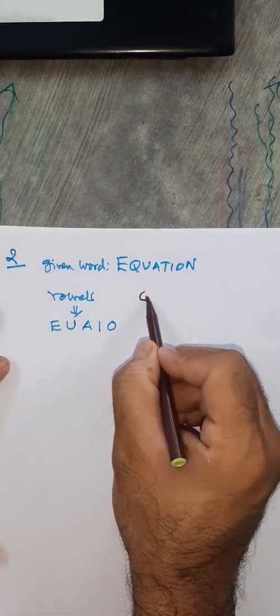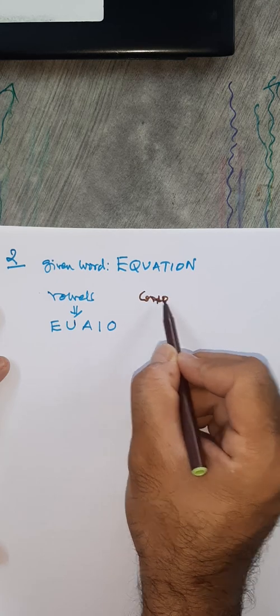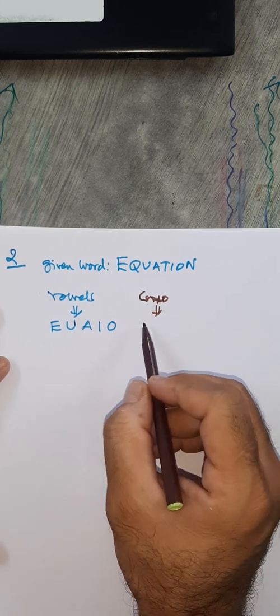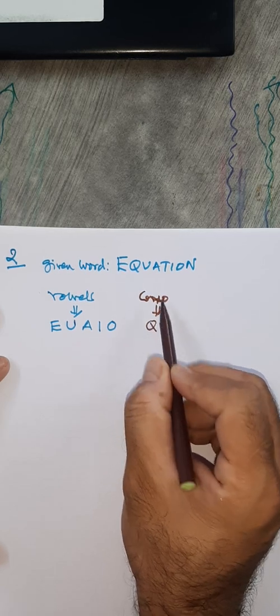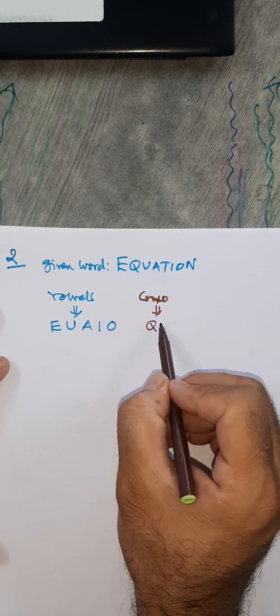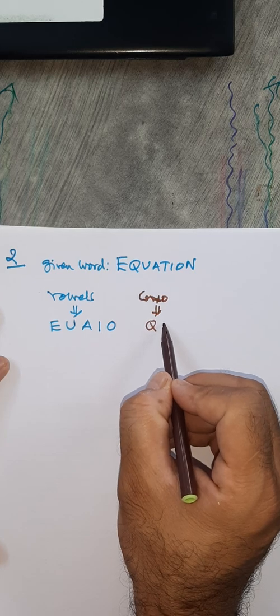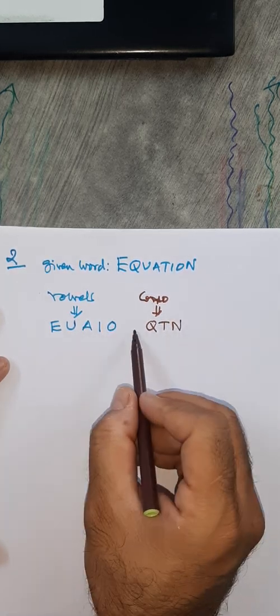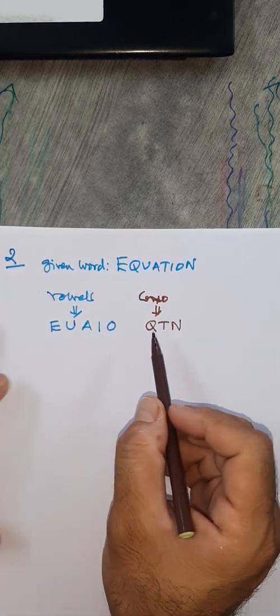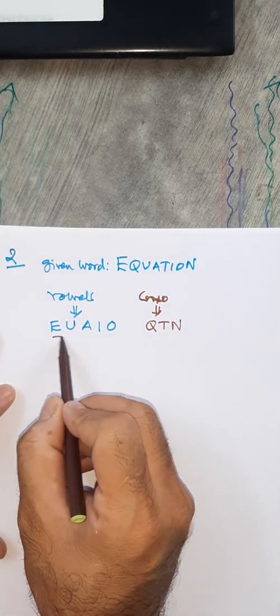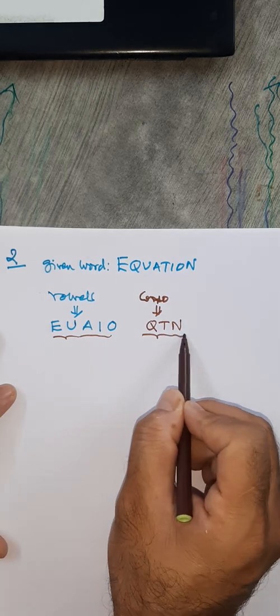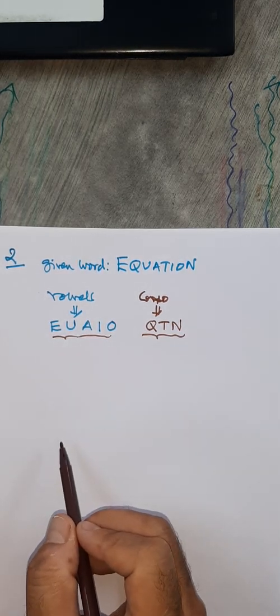What about consonants here? Consonants would be remaining. What are the remaining? Q, then next consonant T and N. So 3 and 5, right? 3, 6 and 8. Okay, so you have here 5 vowels and 3 consonants. Fine. Now what's the question?